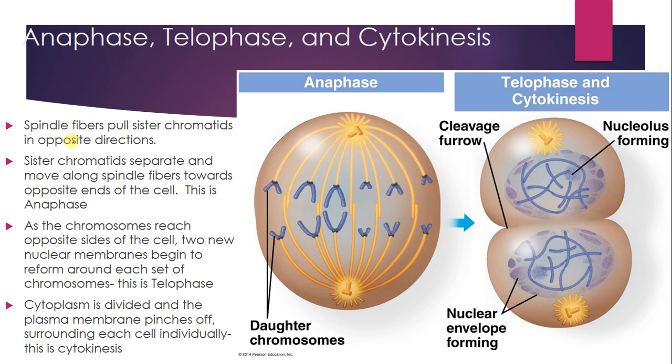After metaphase, the spindle fibers are going to start to pull the chromatids in opposite directions. So, each spindle fiber connected to one of the sister chromatids at the kinetochore is going to start to shorten, and the sister chromatids are going to separate and start going to the opposite end of the cell. And this is anaphase. Anaphase, away, the sister chromatids are going to move away from each other.